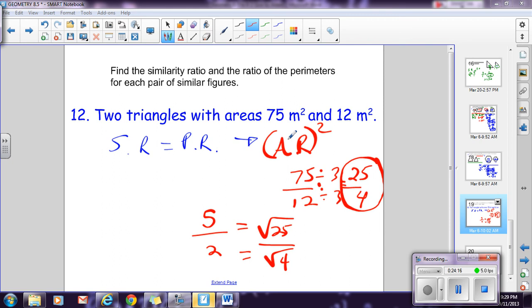Because in order for me to go from here to here, I squared it. So to go backwards, I square rooted it. So now what's my similarity ratio? Well, it's always been the same as my perimeter ratio, so it's 5 to 2. And that's how you do that one. Simple. You took the areas, you reduced it, you simplified it as much as you could, you got 25 over 4, and you're like, well, I have to go backwards now. How do I go backwards from the area ratio to perimeter? I square root it, 5 over 2, and their similarity and perimeter ratio will always be the same.